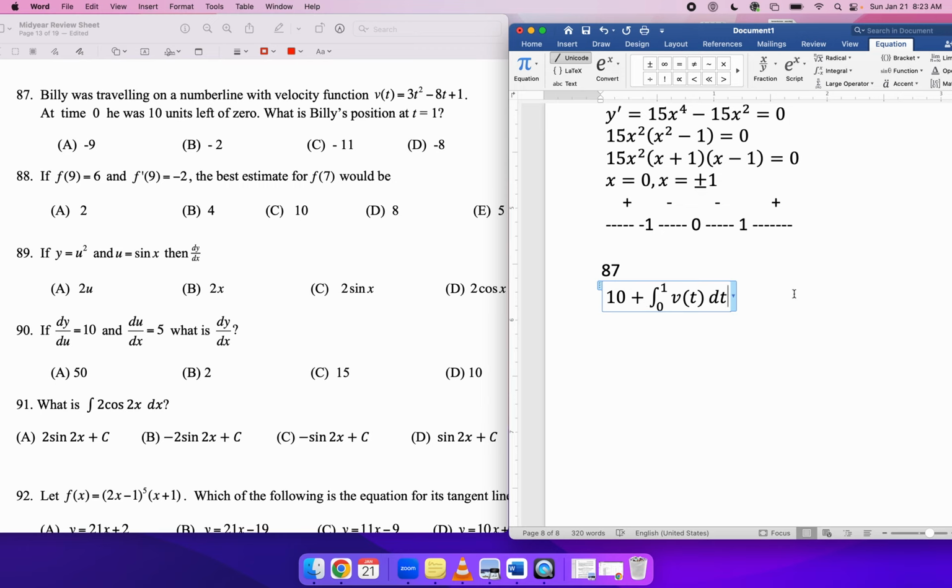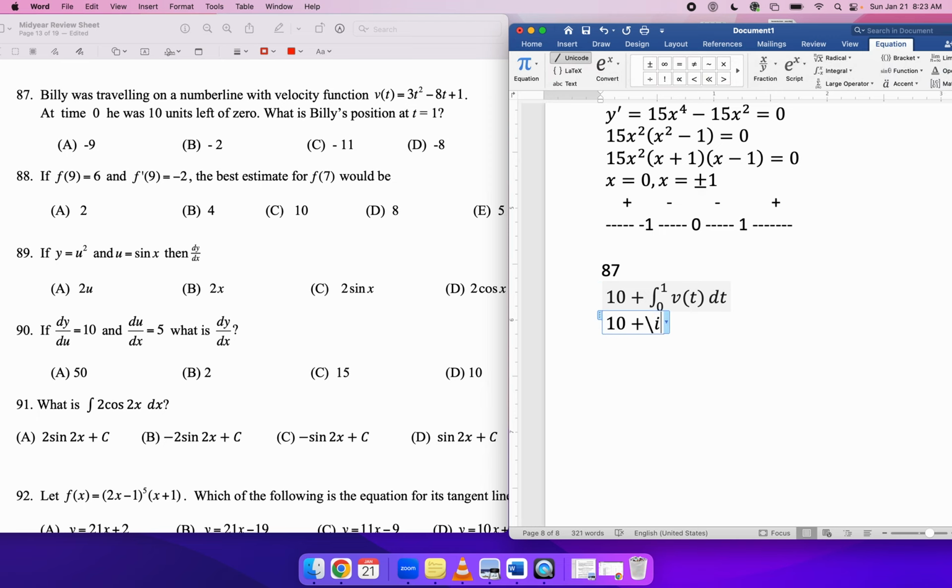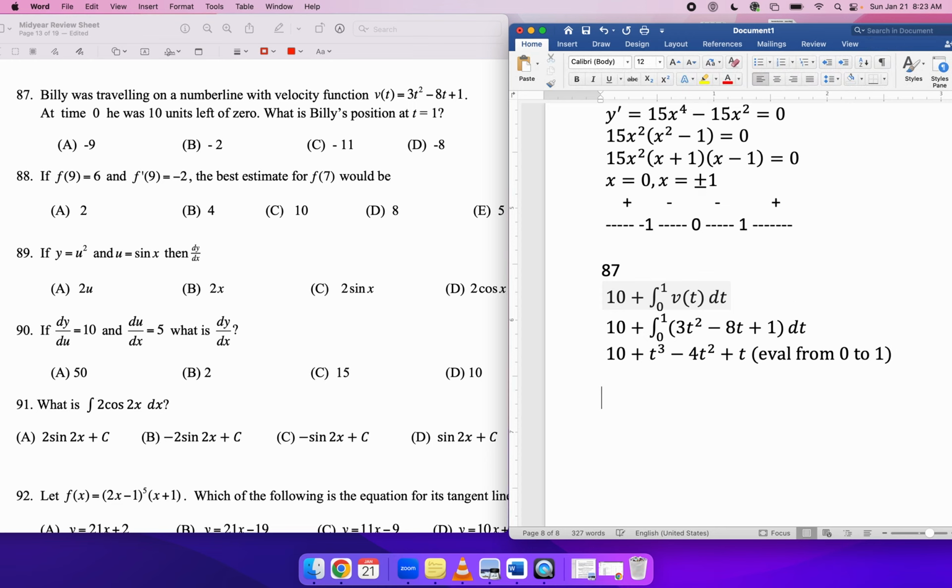You can think of this as a later value equals earlier value plus the net change problem. You can think of it as one of those. Anyway, it's going to be 10 plus whatever this integral is. So that's the integral from 0 to 1 of 3t squared minus 8t plus 1 dt. We don't have a calculator, so we need to do an antiderivative for this. That's going to be t cubed minus 4t squared plus t, but of course we're going to evaluate this from 0 to 1.